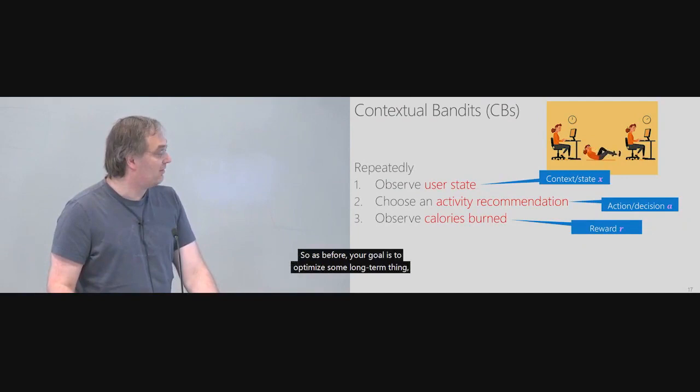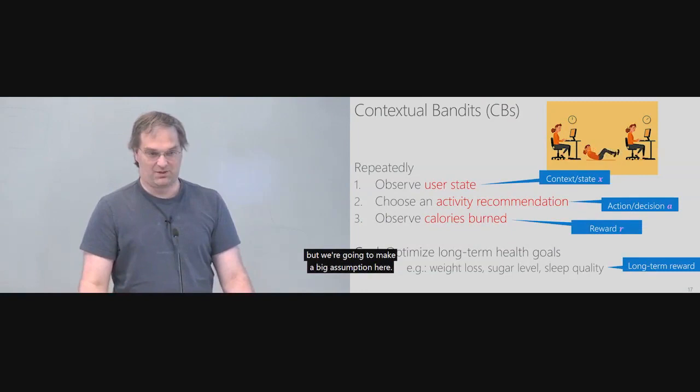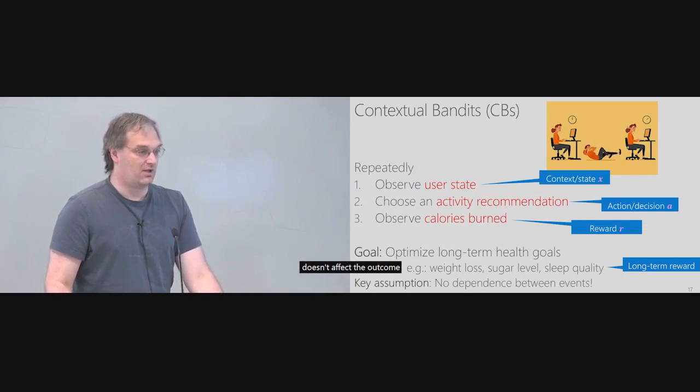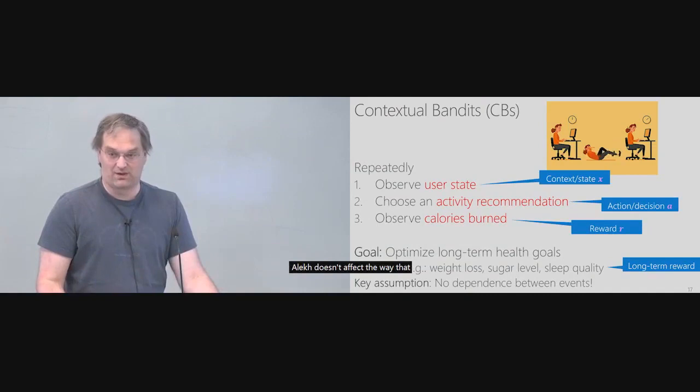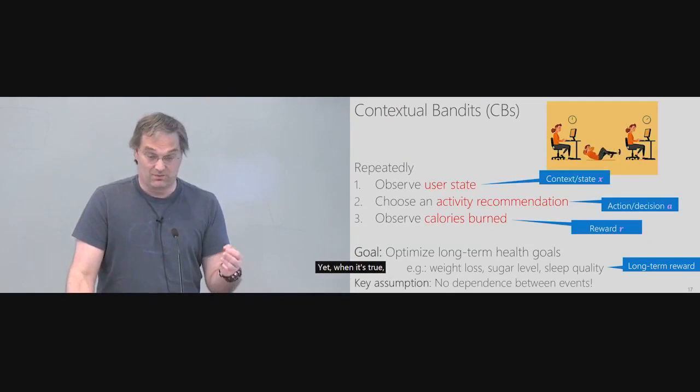Your goal is typically to optimize some sort of long-term thing, but we're going to make a big assumption here. We're going to assume that there's no dependence between events, right? So the recommendation that I give you today doesn't affect the outcome to the recommendation that I give you tomorrow, right? Or the recommendation that I give to Alec doesn't affect the way that I'll behave or you'll behave under some other recommendation. So that's a big assumption. It's obviously not true in many cases. And yet when it's true or when it's close to true, suddenly, reinforcement learning becomes dramatically more tractable.